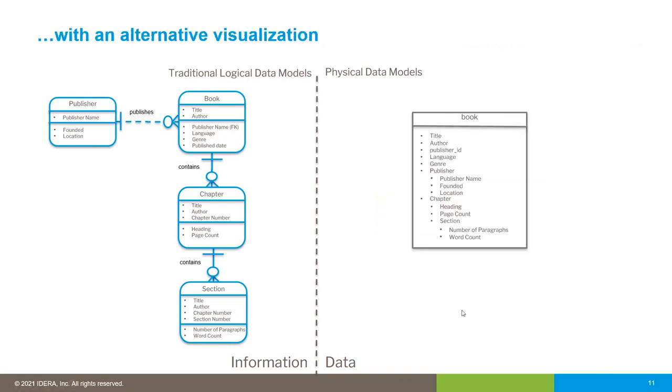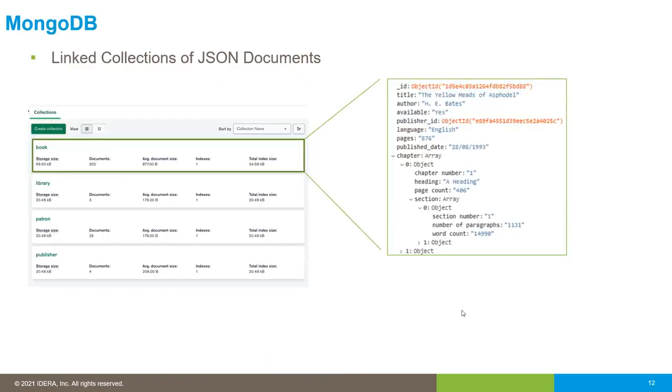And an alternative visualization of this, we've got a single object in our JSON, which is a book which contains fields, and those fields can have subfields and so on. Mongo is fairly similar. It's built around JSON, so we have collections of JSON objects. Here we've got book, library, patron, publisher, and then we can link those collections together. And each collection is just a collection of JSON documents as normal, each one having a surrogate key of underscore ID.